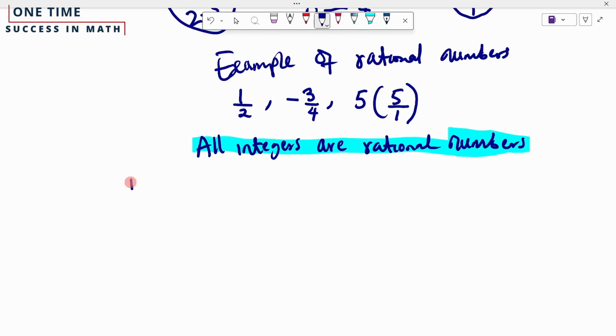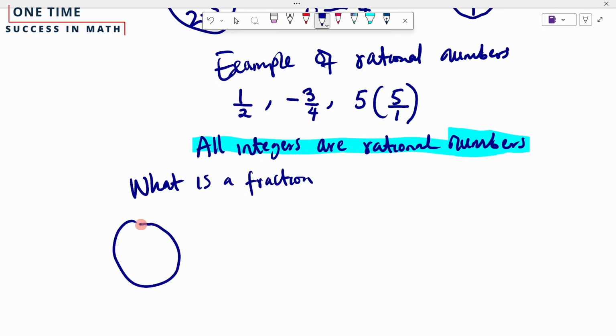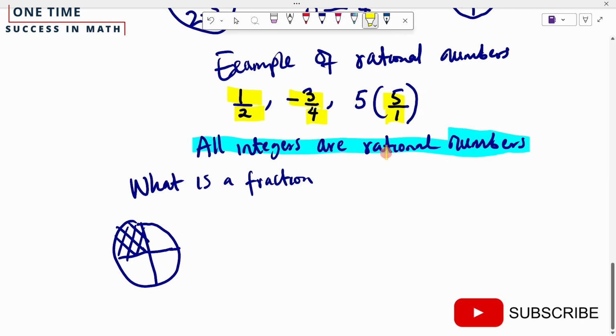You heard me say fraction. What is a fraction? A fraction is nothing other than part of a whole. So this whole, this shaded portion, is still part of the same. There are little pieces of parts that when we join together we get the whole, similar to the example that we gave. These are what? Fractions, because they are part of the whole.